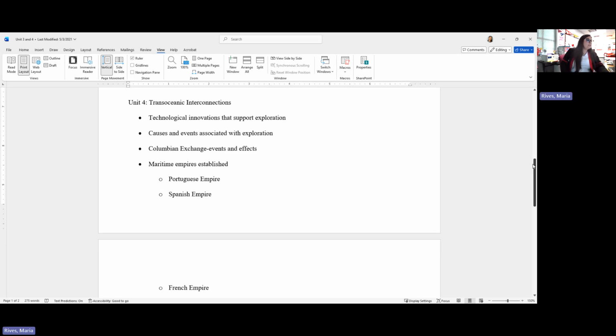Next one, causes and events associated with exploration. So one reason Europeans might want to explore is to find new trade routes to Asia, especially because the Ottomans have conquered the Byzantine Empire and have cut Europe off from trade with the East overland. Dutch, English, and French want to find that Northwest Passage to get across North America to get a faster route to Asia. They might also want to explore and colonize to spread Christianity because they want to find new political allies given recent crusades. Plus, Catholics want to find a new group of people to convert to Catholicism given the Protestant Reformation back at home.